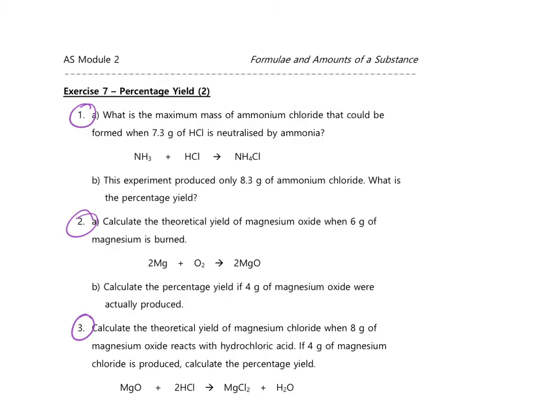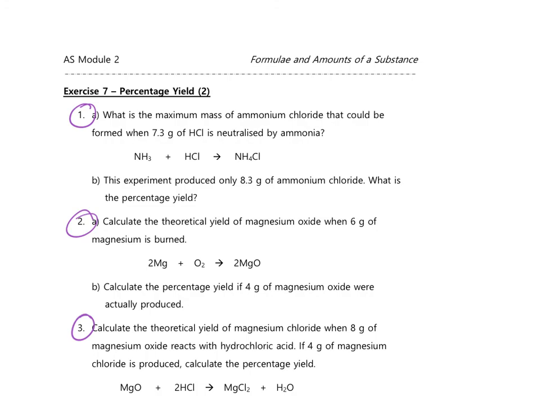Question 1 and 2 actually split it up into, first of all, calculate your theoretical yield. Theoretical yield, maximum mass means the same thing. And then part B is calculate your percentage yield. But question 3 puts those 2 steps together. So just be careful about what's your actual yield and so on.